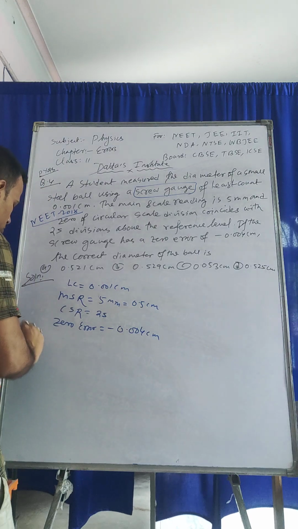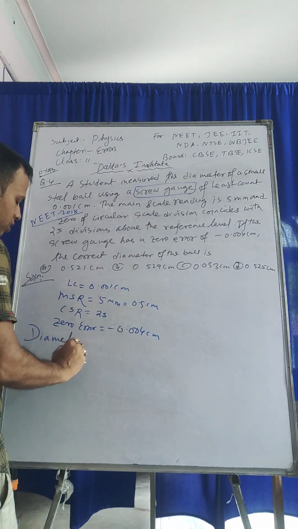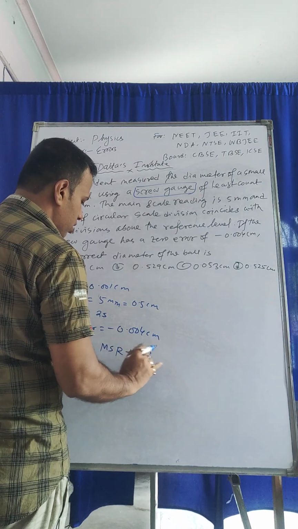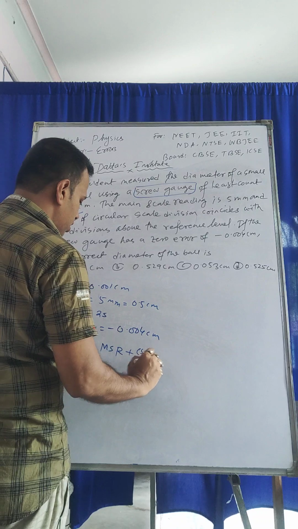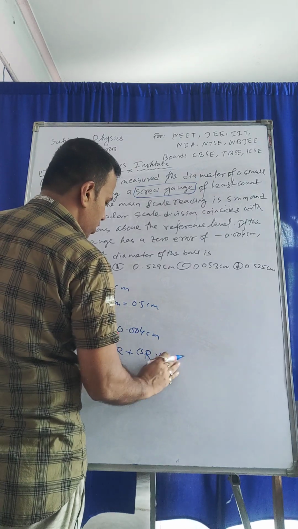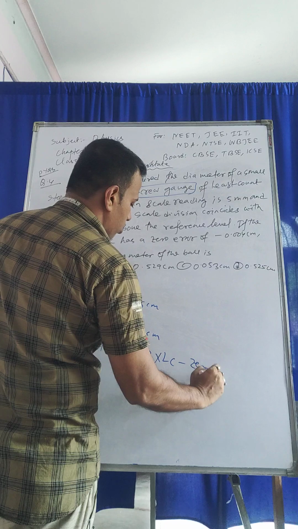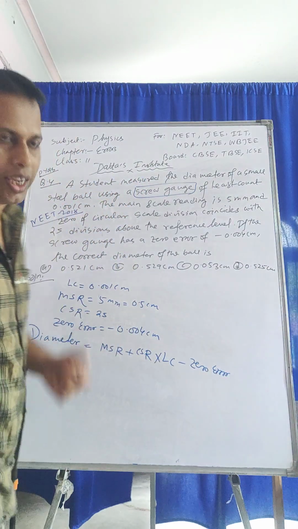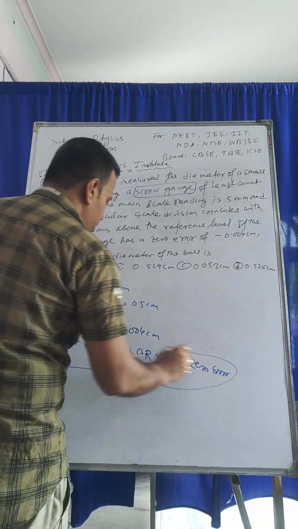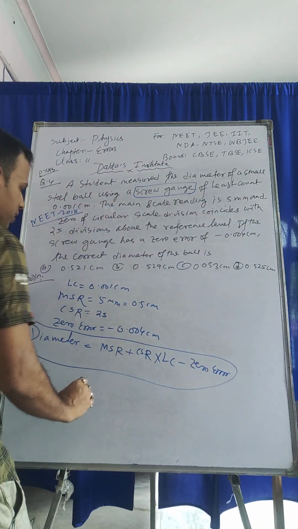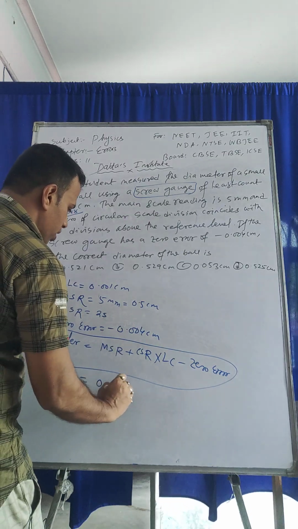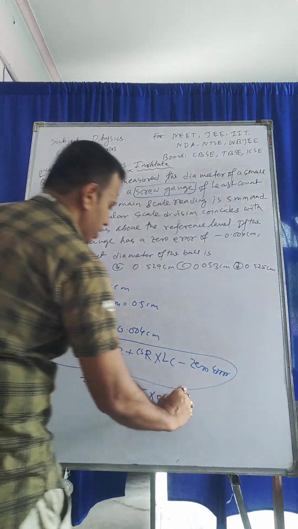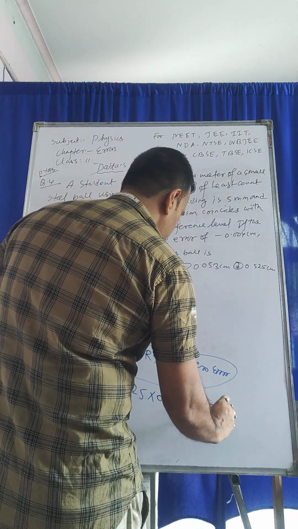We know that the diameter formula is MSR plus CSR into LC minus zero error. By using this formula you can find diameter, and you can find thickness. So this is the formula for screw gauge. MSR given here is 0.5, CSR is 25, LC is 0.001 centimeter, and zero error is minus 0.004.